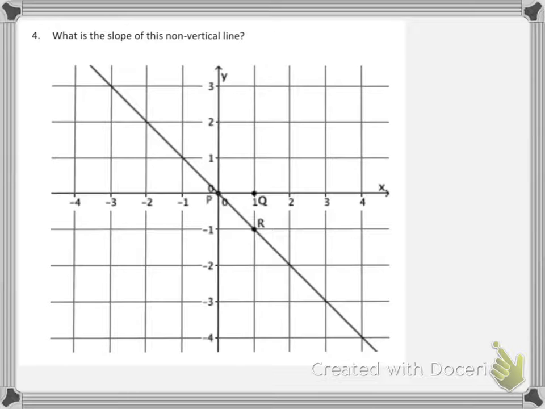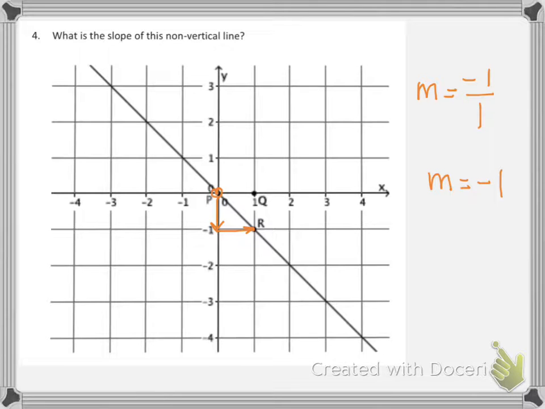Next one. This time let's start at the origin there, Q. My slope, remember, is the change in y. So the change in y is down 1, that's a negative 1, over the change in x, well, that is a positive 1. So negative 1 divided by 1 is negative 1. So my slope is a negative 1.